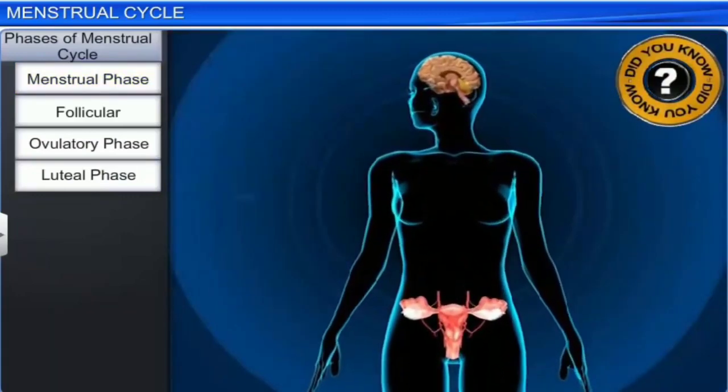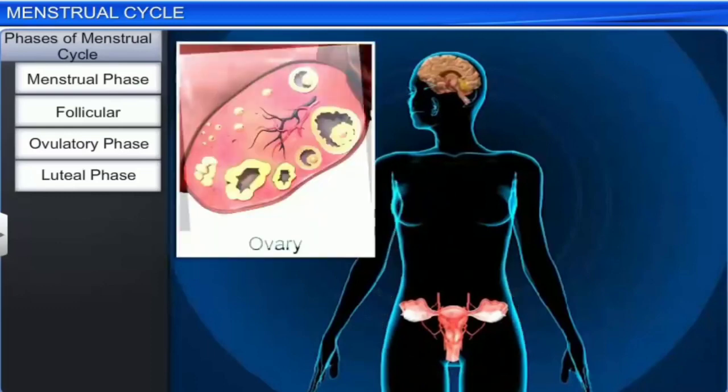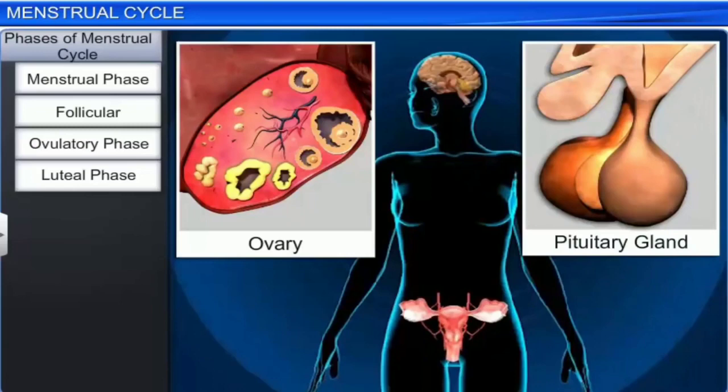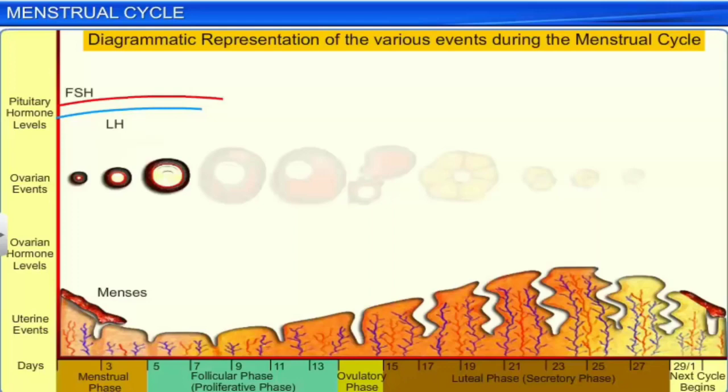Did you know that the phases of the menstrual cycle are controlled by the interplay of different hormones secreted by the ovary and the pituitary gland? At the onset of menses, the anterior pituitary gland increases the secretion of the two gonadotropic hormones, luteinizing hormone or LH and follicle-stimulating hormone or FSH that stimulate the development of primary follicles.